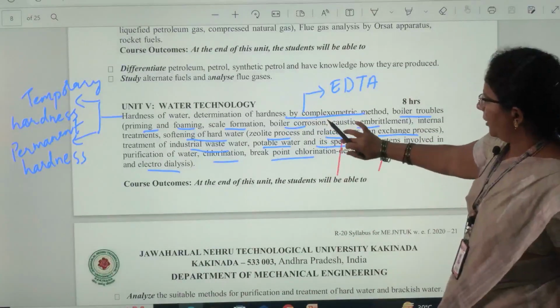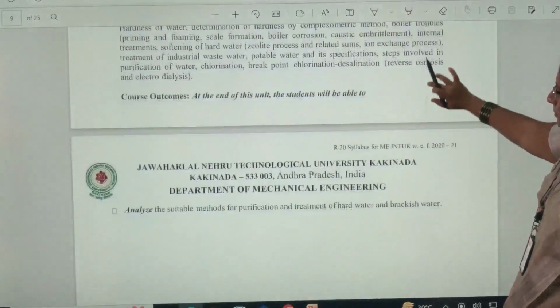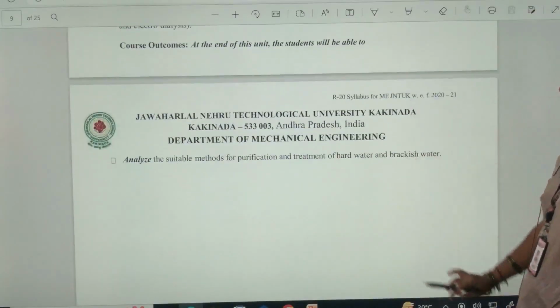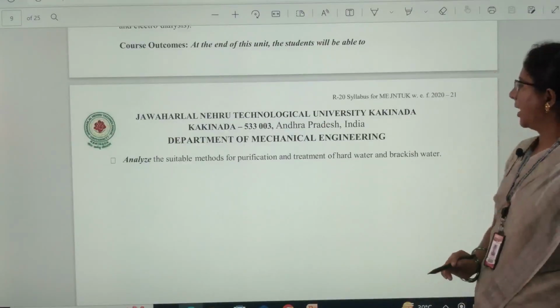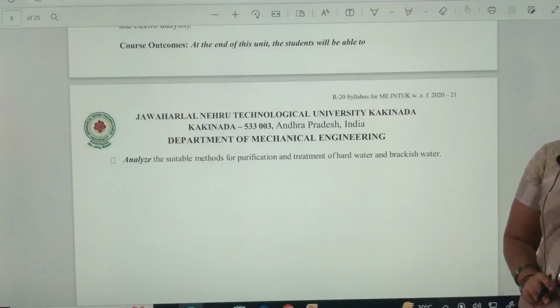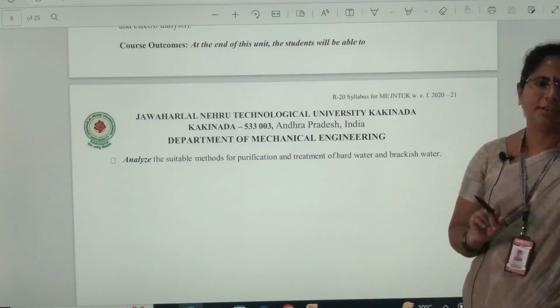And at the end of the unit, the students will be able to analyze the suitable methods for purification and treatment of hard water and brackish water. So these are the outcomes of this course, engineering chemistry.